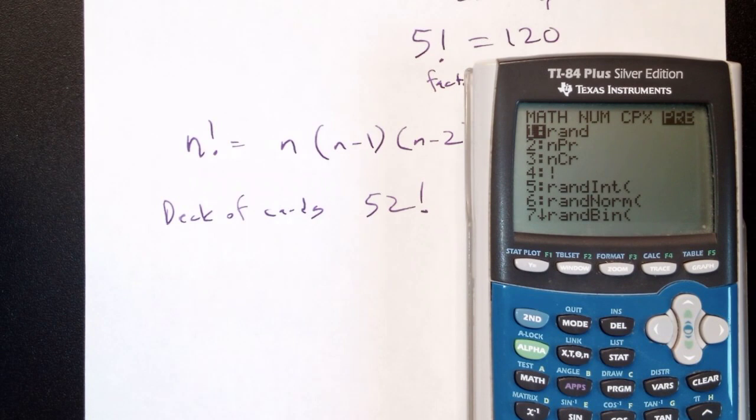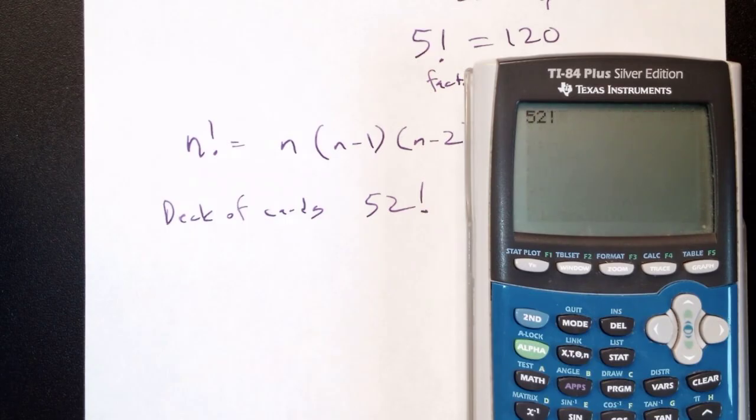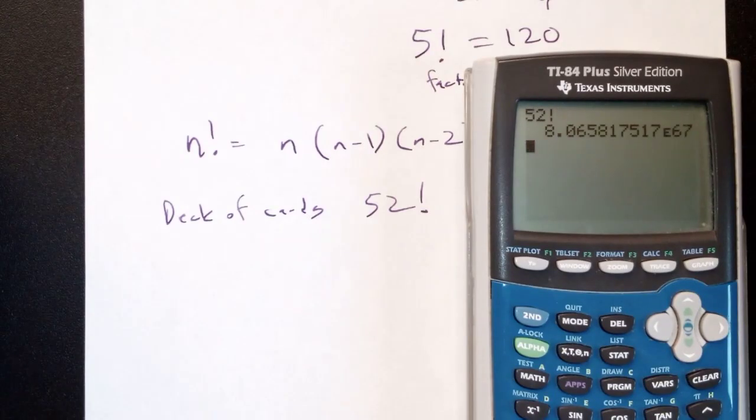If I go over to that option, I see an exclamation point, option number 4. If I hit that option, that will put the exclamation point at the end of whatever number I'd already typed. So if I hit enter, it's going to give me 52 factorial. Now, I would like to point out to you the size of this number. That is an 8, and then I have to move the decimal place over 67 times.